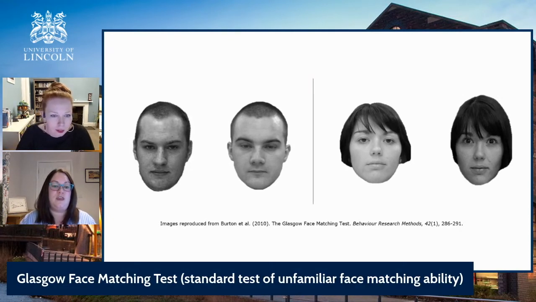So you can have a go here. Do you think the two photos on the left show the same person or two different people? And the same for the photos on the right. Is that the same person or two different people? Well, actually, the photos on the left show two different people, and the photos on the right show the same person. And those photos on the right have been taken just seconds apart, but with two different cameras. So you can see how even just changing the camera can make the person's face look quite different.